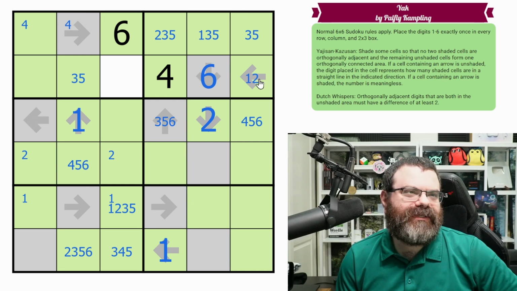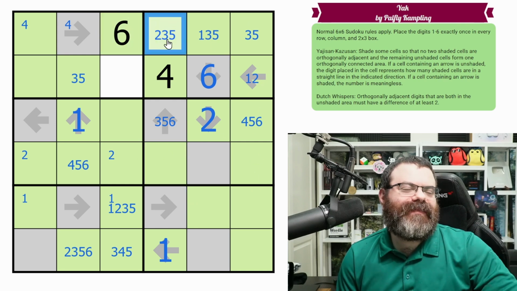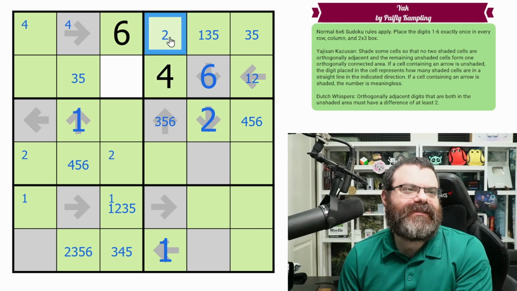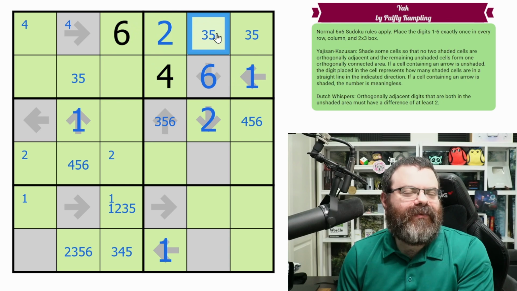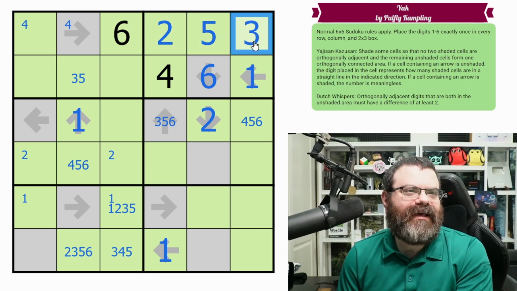Shoot, I'm not seeing what to do. Oh, 6 can't be next to 5, and 4 can't be next to 3, so this has to be a 2. Okay, and that makes that 1, which makes this green. Got it. So that's not 1. 2 can't be next to 3, so that's 5 and 3. Okay, that works. 3 in the corner.